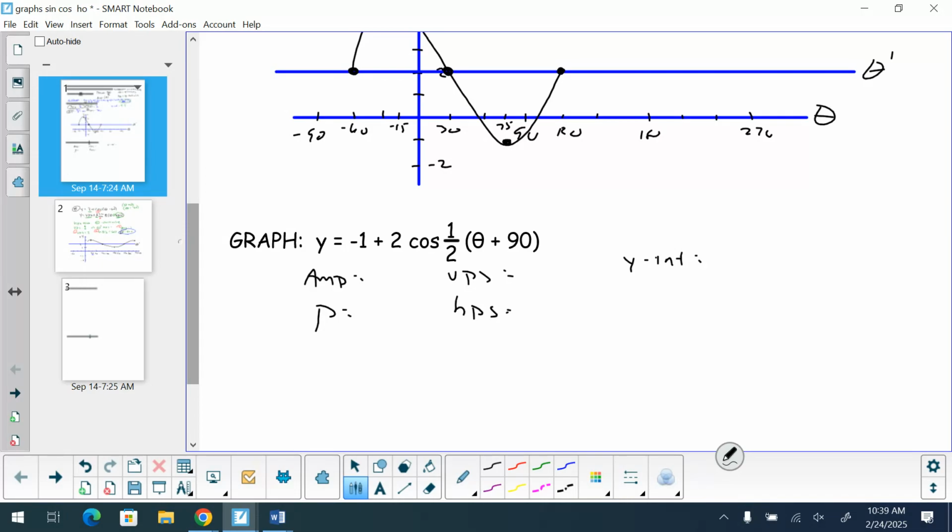Again, find your y-intercept, where theta is equal to 0. So we have 1/2 times 90, or 0.5 times 90. Close your parenthesis out. Watch yourself with your b value. Your b value is 1/2. So we have 360 divided by 1/2.